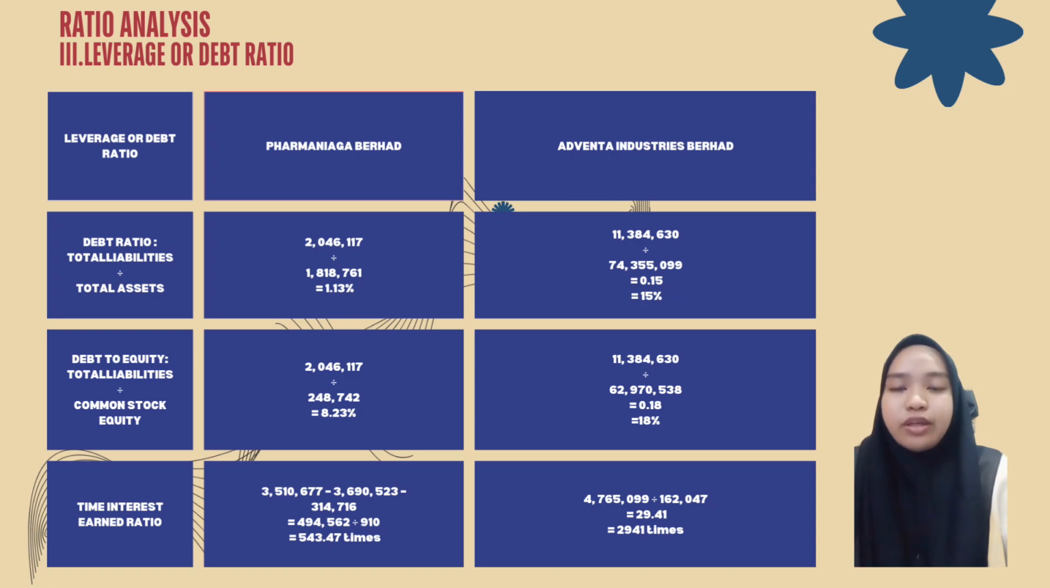Leverage or debt ratio for Niaga Berhad was lower at 1.13% than Avanta Industries Berhad at 15%. Debt to equity for Niaga Berhad was lower at 8.23% than Avanta Industries Berhad at 18%. Times interest earned for Niaga Berhad is the lowest compared to Avanta Industries Berhad, which is 543.47 times to 2,941 times.